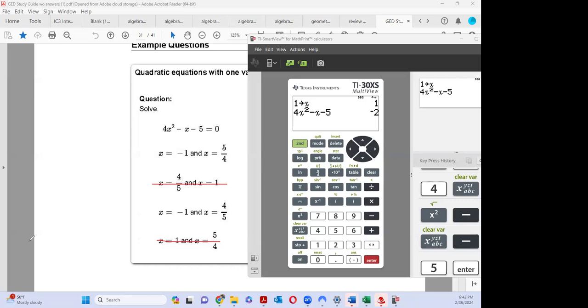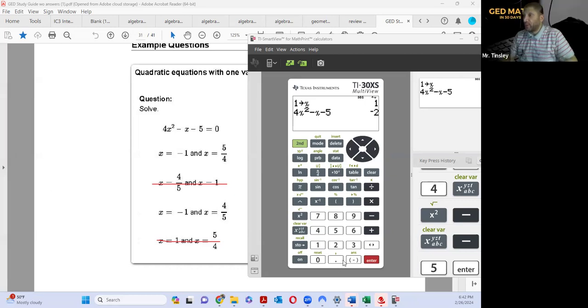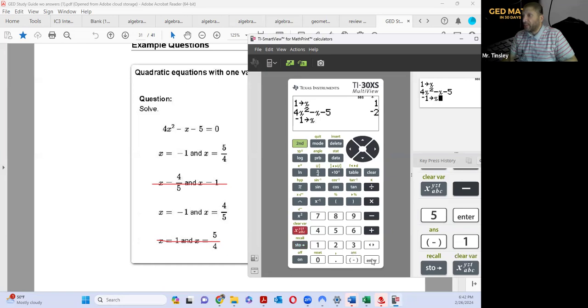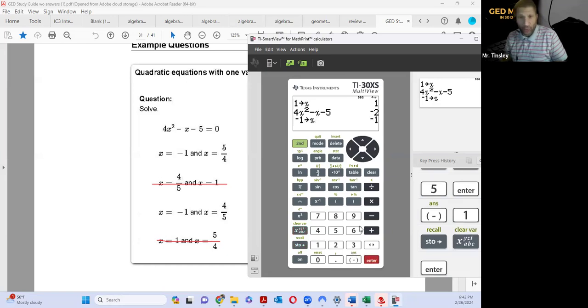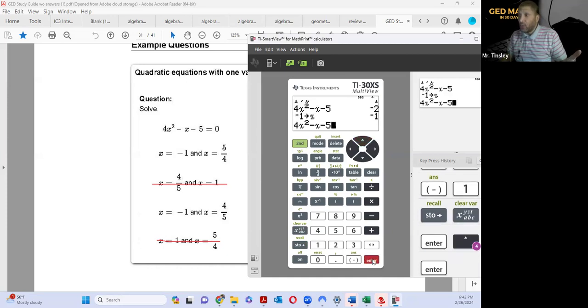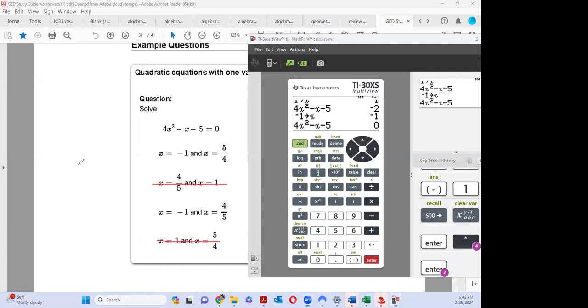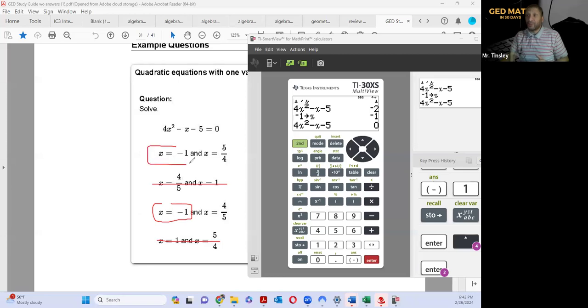Now, I'm going to use -1. -1, store X. Now, I don't have to write that expression over again. All I have to do is change my value, go back into my quadratic expression, hit enter once, hit enter twice. Is that equal to 0? Yes. So I know -1 is an answer. So now, is it A or C? I have 5/4 and 4/5.